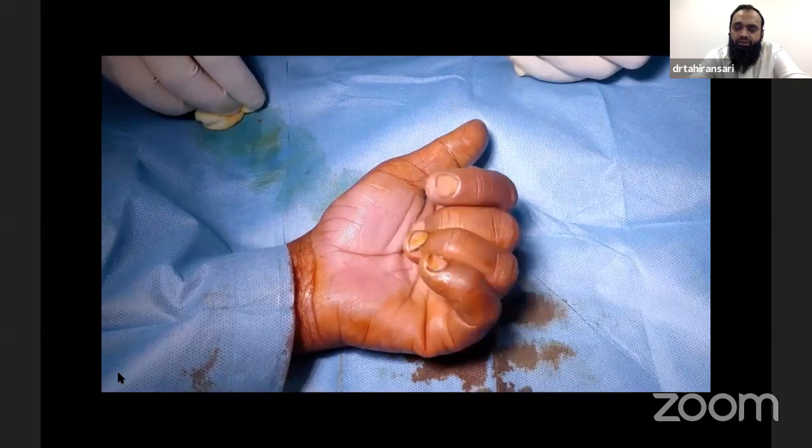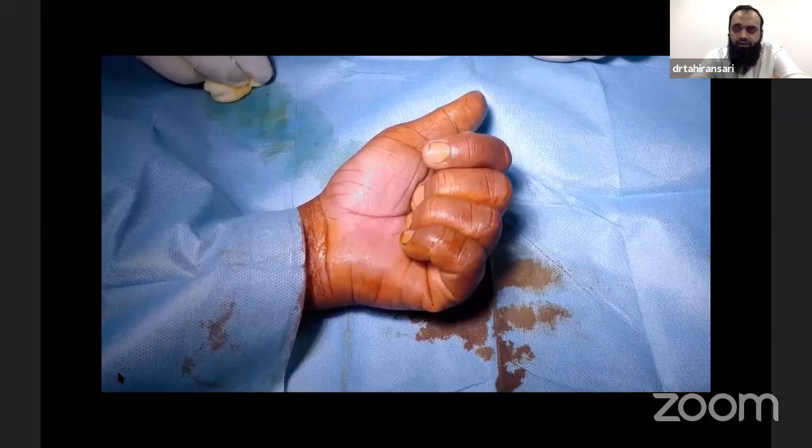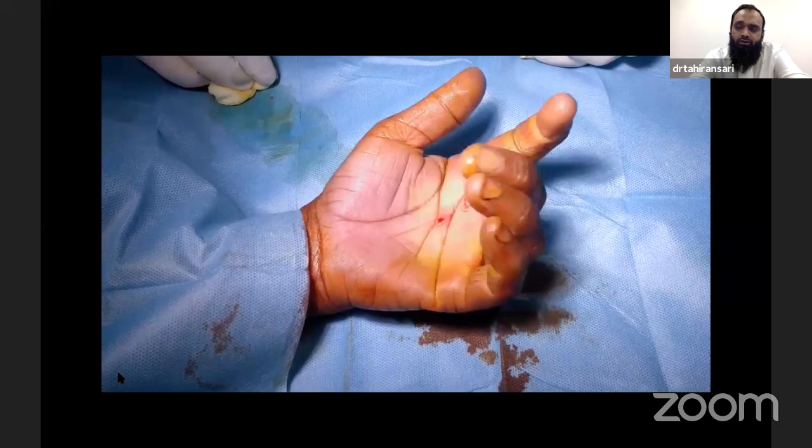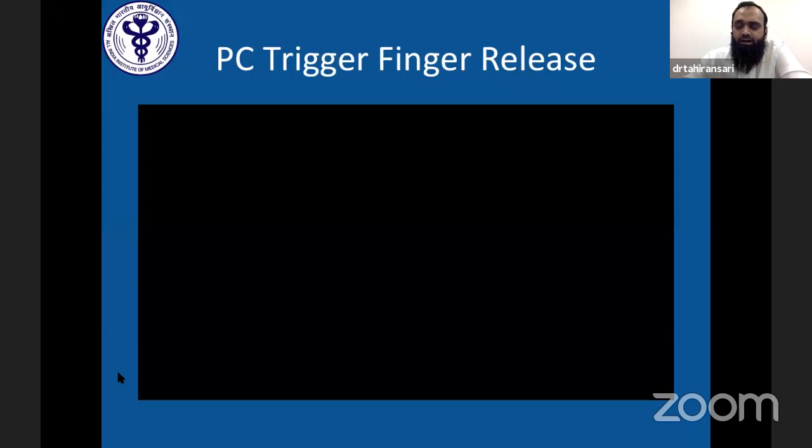I have done a little bit of needle fasciotomy for Dupuytren also. So it looks very easy to me, but the main point is to be in the midline. So always be in the midline. If you are away from the midline, there's always a chance of injury to the nerve.